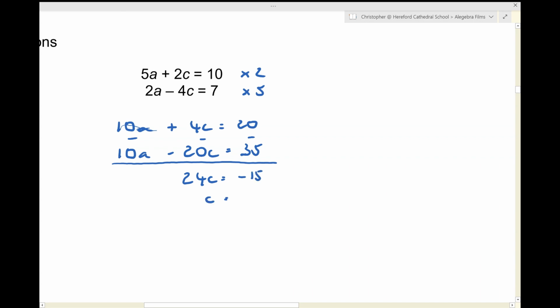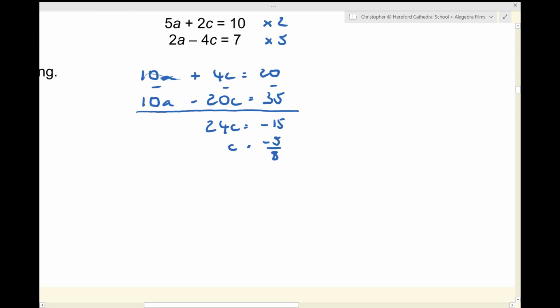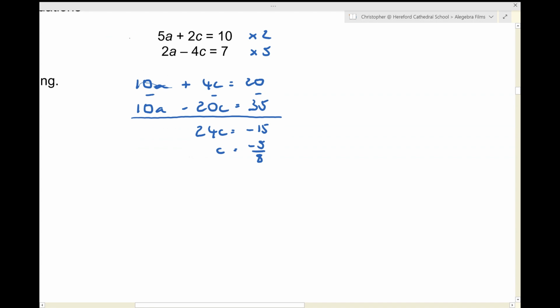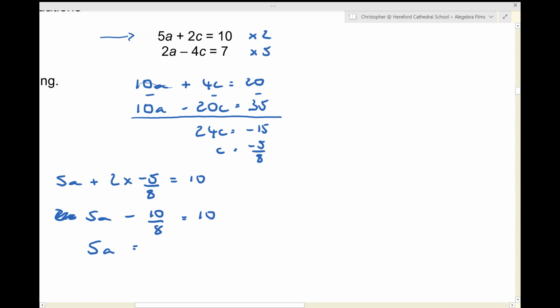Use your calculator. Minus 15 divided by 24 is minus 5/8. Right, we're going to substitute that into the first equation. We have 5a plus 2 times c. Well, c is minus 5 over 8 equals 10. That's 5a minus 10 over 8 equals 10. Use your calculator to do 10 plus 10 over 8 if you want to, and you'll get 45 over 4. Divide both sides by 5, and a equals 9 over 4.